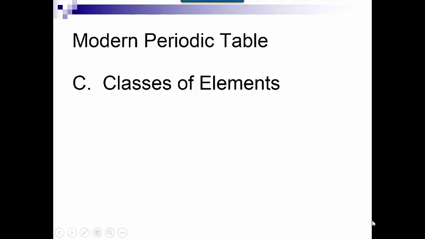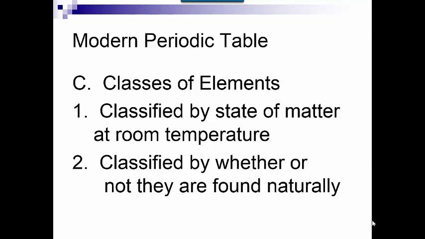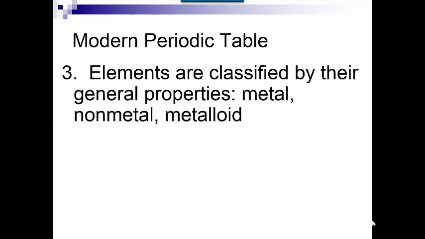In this video, we're going to look at classes of elements, and there are different ways that you can classify the elements that are on our current periodic table. You can look at them by what state of matter they are at room temperature and organize all the liquids, the solids, and the gases in that way. You could look at whether or not they are found naturally or if they're man-made. You can also look at just some general properties that elements have. Some elements have more metallic properties, some are more like nonmetals, and then there's the in-between where they have some metal properties and some nonmetal properties, and those would be metalloids.